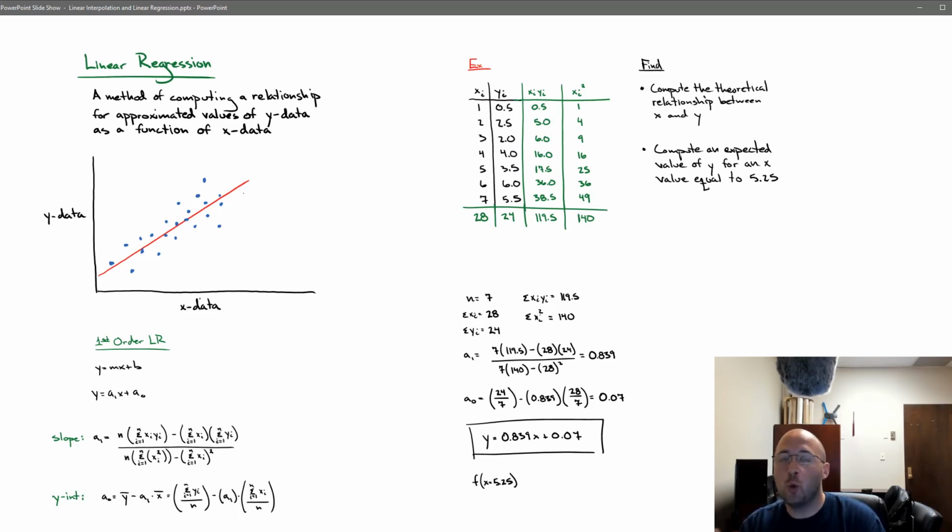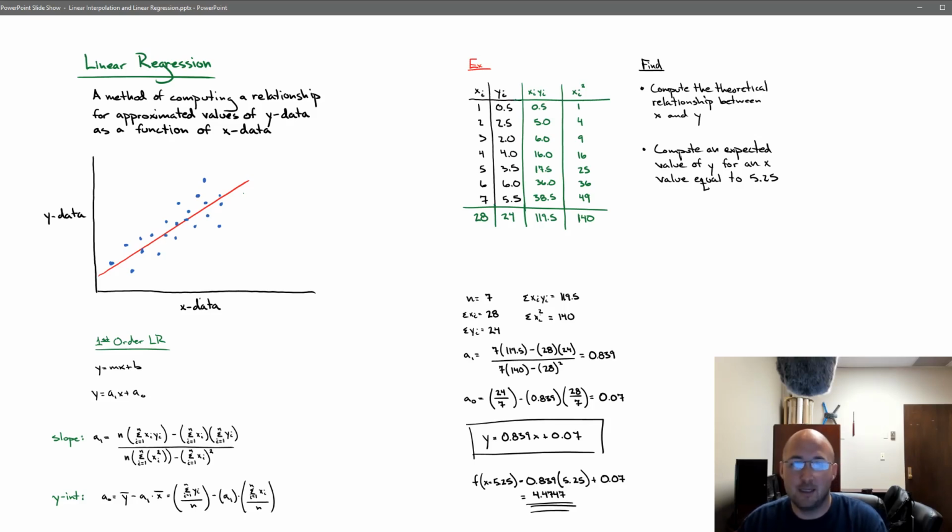Now I'm going to use that. I want to know what's an estimated value of y given a value of x at 5.25 that would lie on that line of best fit. Over there on the left, you can see that red line, right? So I'm going to substitute it in, which means that my f of x notation, f of x equals 5.25, or y at 5.25, equals my slope, 0.839, times my value, 5.25, plus 0.07, or 4.4747.